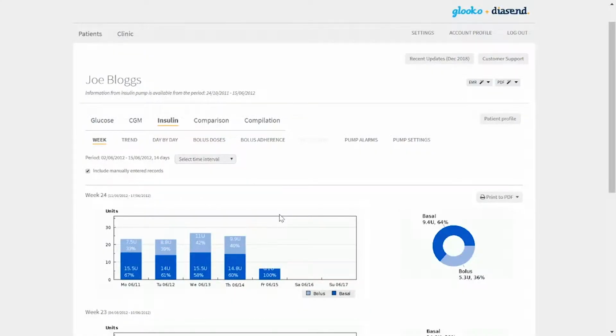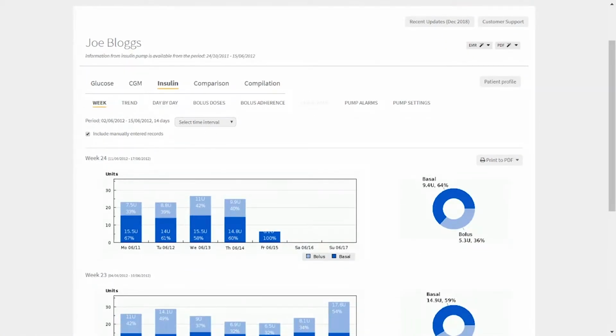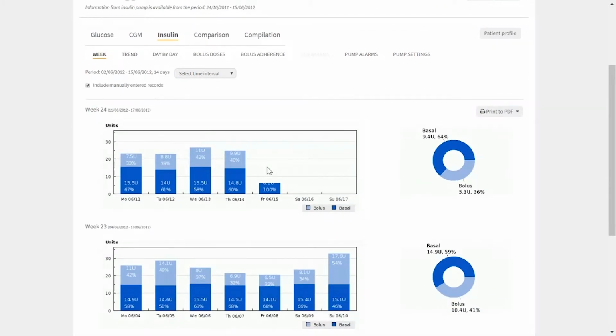This video will take you through the Insulin tab on diasend. We'll start off with the first tab in this section, which is the week view. On here we're able to set the time period by selecting this drop down box and going to 1, 2 weeks, 1 month or a customized period of time. Once you're happy with that, you'll see the data below.